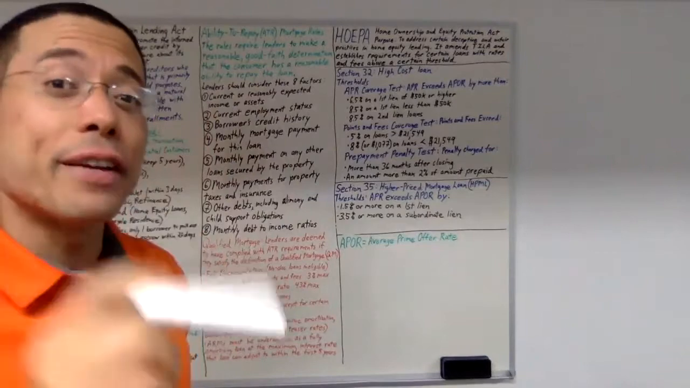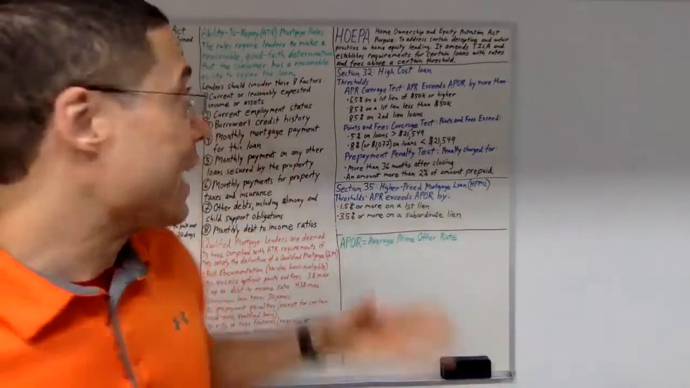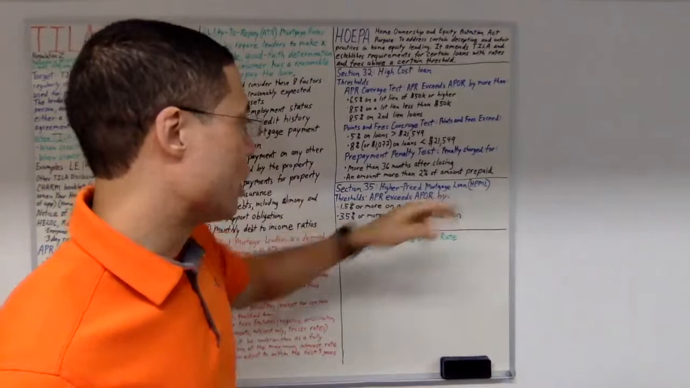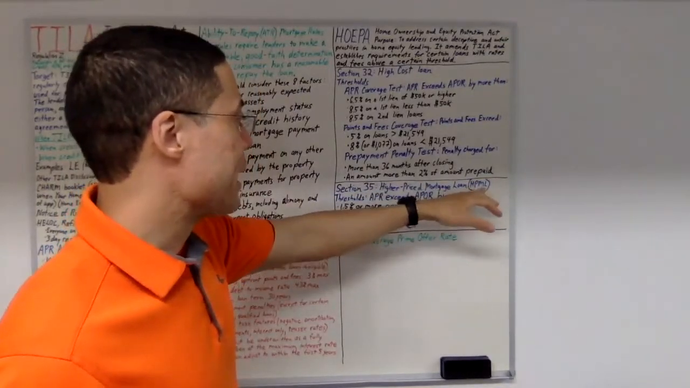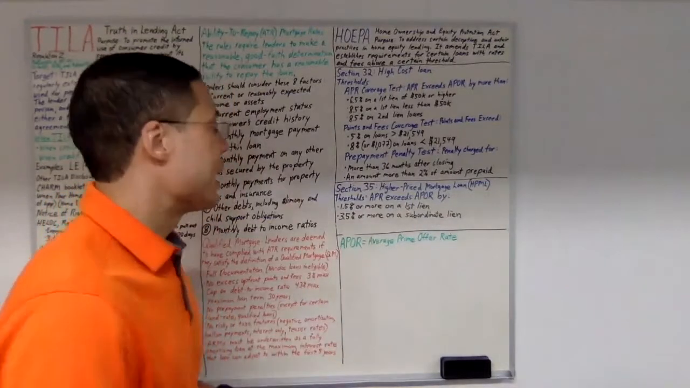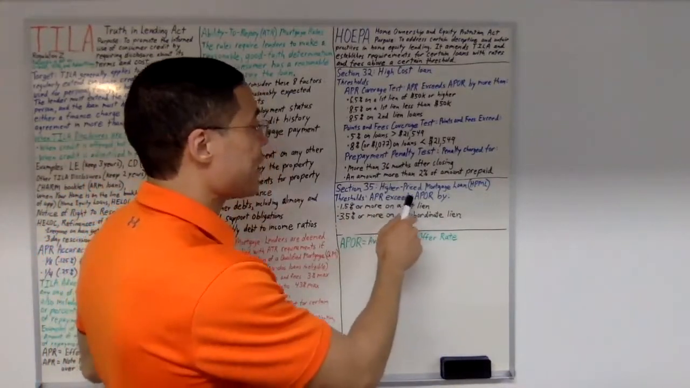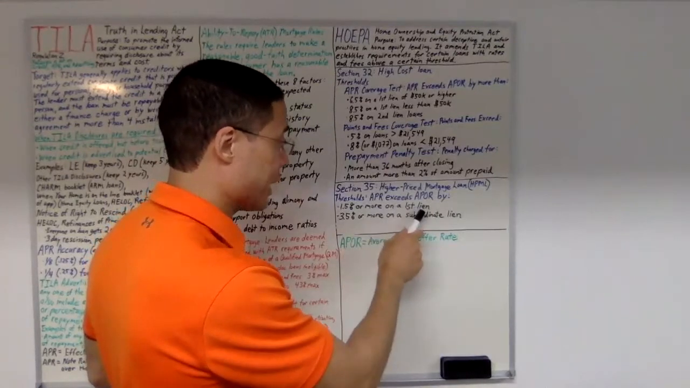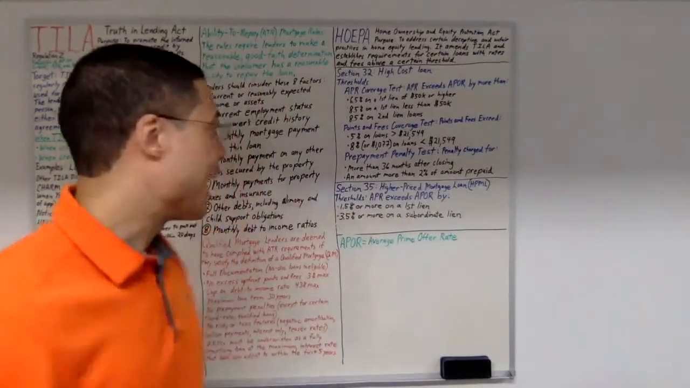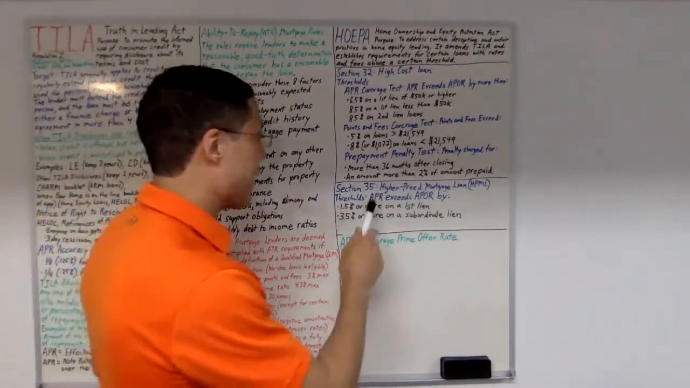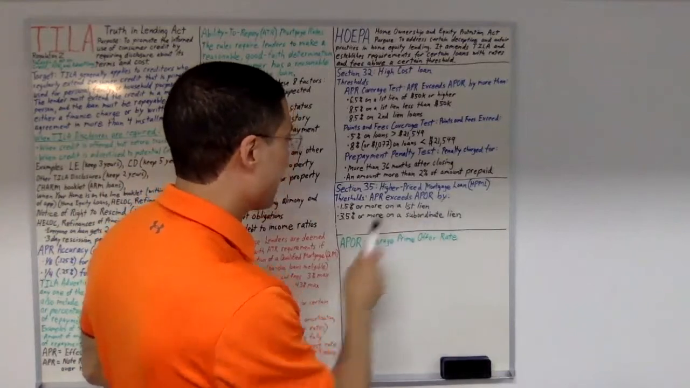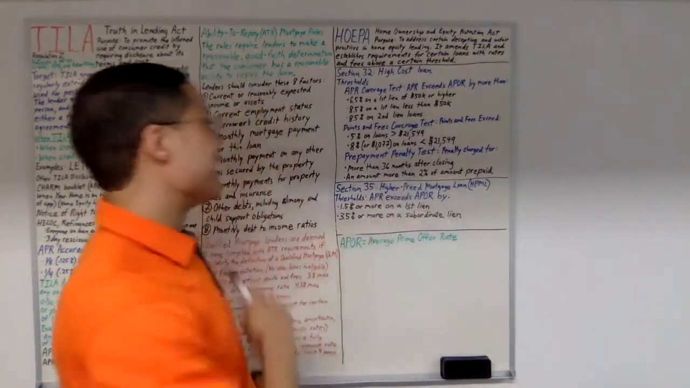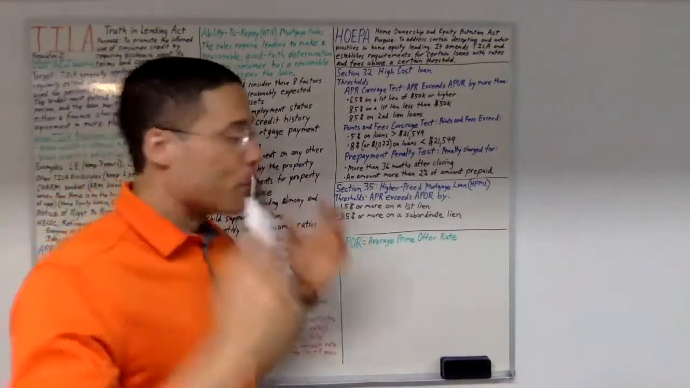Now, let's talk about Section 35. What is a Section 35 HOEPA? Section 35 of HOEPA is about higher price mortgage loans, also known as HPML. Now, the thresholds here are this. If the APR on the loan exceeds APOR by 1.5% or more on a first lien, then it is a Section 35 higher price mortgage loan. If the APR exceeds the APOR by 3.5% or more on a subordinate lien, then it is a Section 35 higher price mortgage loan.